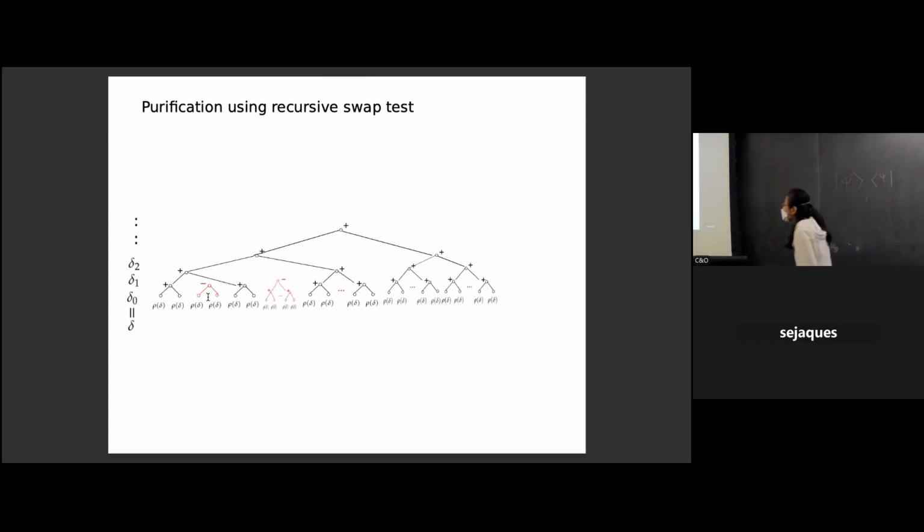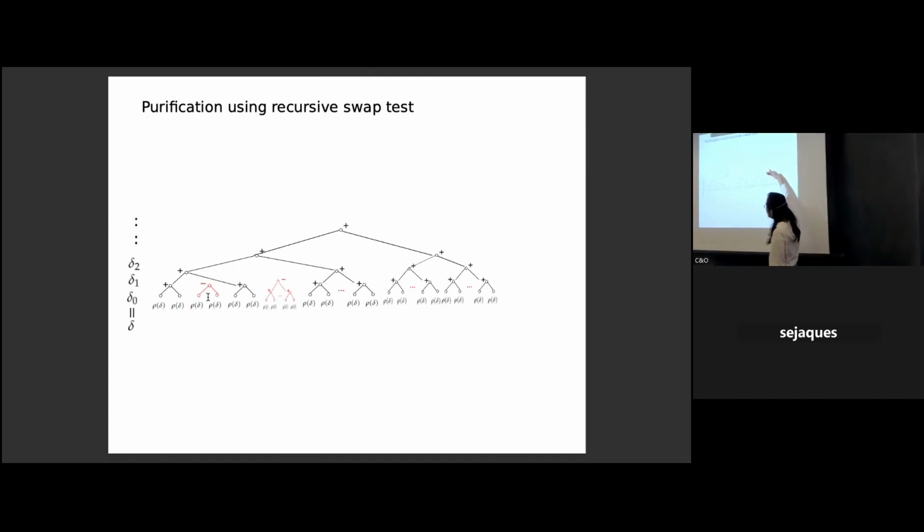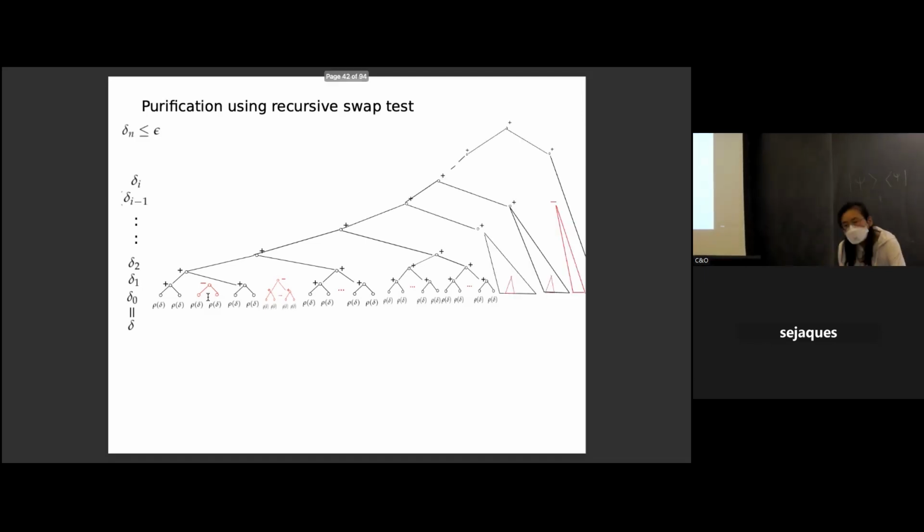So then we should define, at every level of the iteration, what the noise rate is. We start with noise delta, call it delta 0. After one round of the swap test, the noise will go down. We call it delta 1. If two of these delta 1 states get swap tested and get a positive outcome, then I call that noise at the second level delta 2, and so on. We stop the protocol when delta n is smaller than or equal to epsilon, and then output the state.